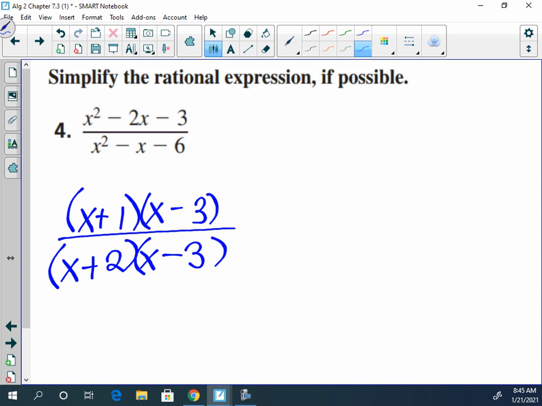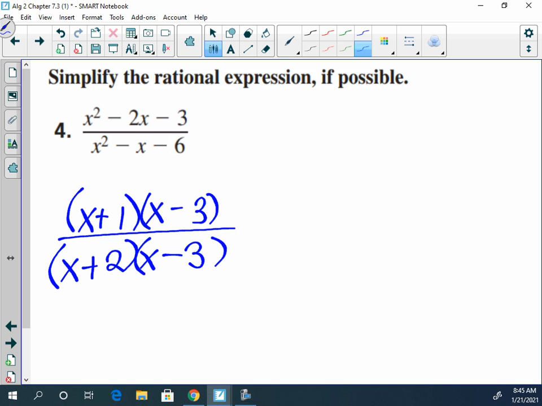What do we have on bottom? We have an x minus 3 on bottom. So what do I want on top? An x minus 3, because if this is going to simplify, I need something that's going to be the same on top and bottom. Why did I ignore the x plus 2?